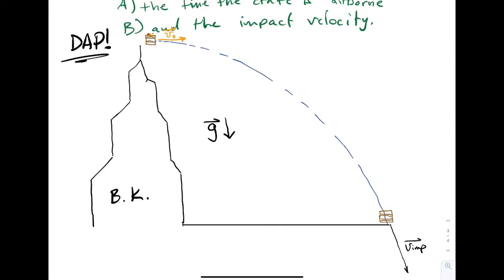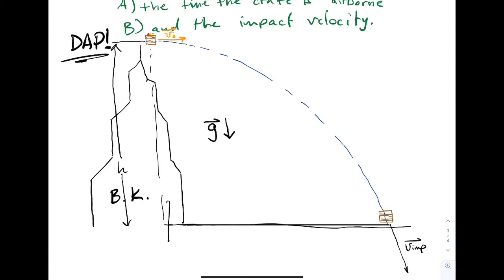Okay, so is there anything else we should label? Well, I think so. I think we should show that this thing, of course, is launched from some initial height. We can call that h. It's launched from some height h. We could also show that we're going to begin our xy coordinate plane down here. So this launch point here is going to label our 0, 0 point on our axes.